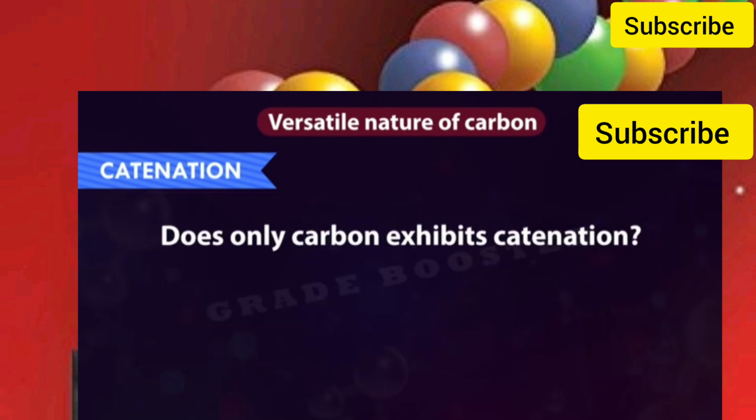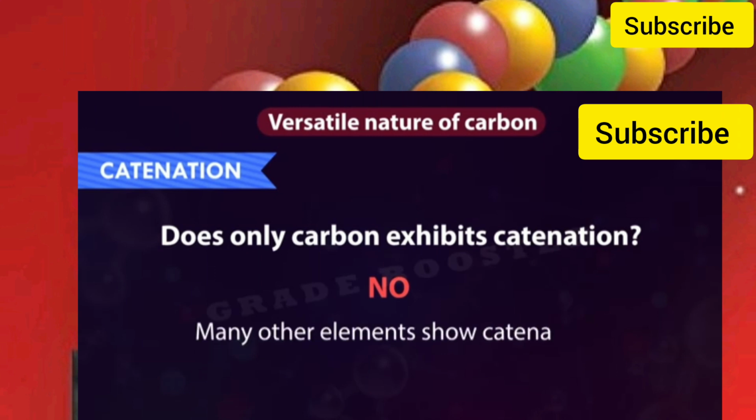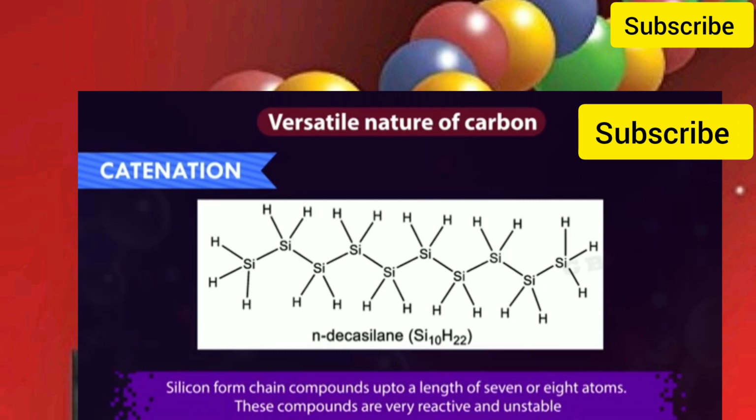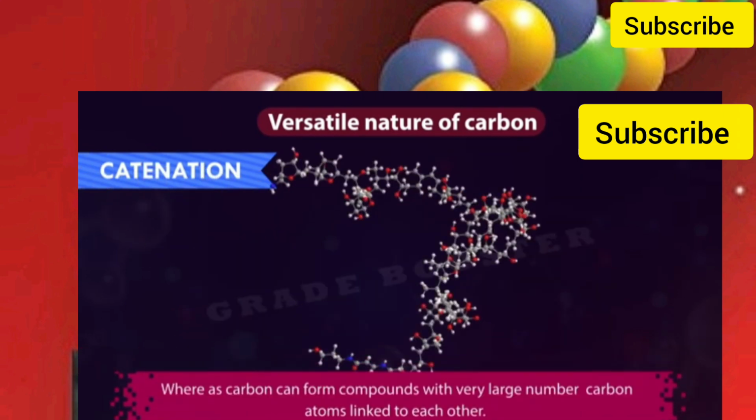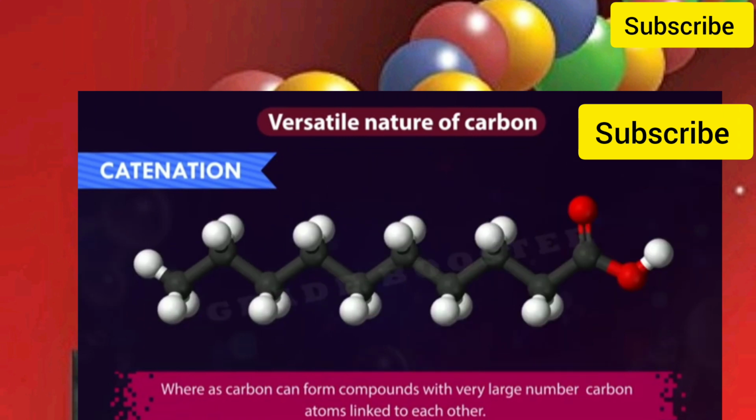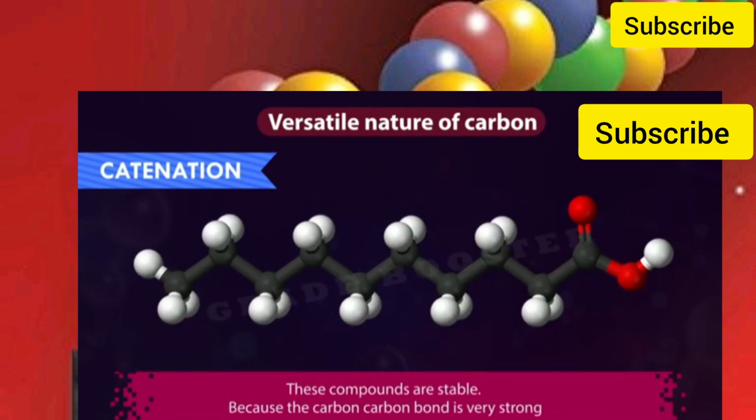Does only carbon exhibit catenation? No. Many other elements show catenation. For example, silicon. Silicon forms chain compounds up to a length of 7 or 8 atoms. These compounds are very reactive and unstable. Whereas carbon can form compounds with a very large number of carbon atoms linked to each other. These compounds are very stable because the carbon-carbon bond is very strong.